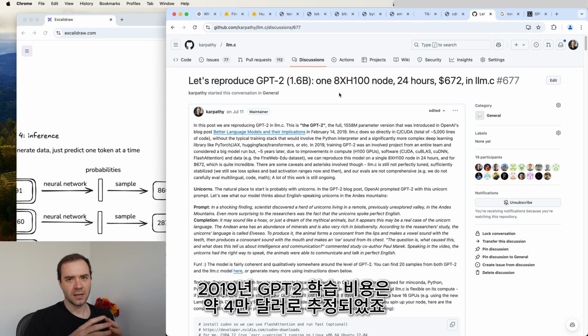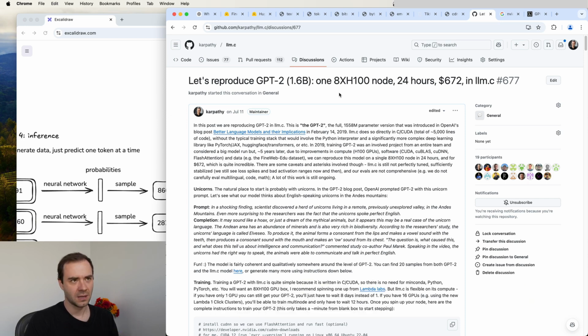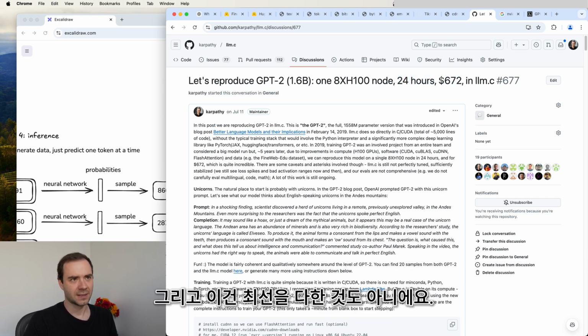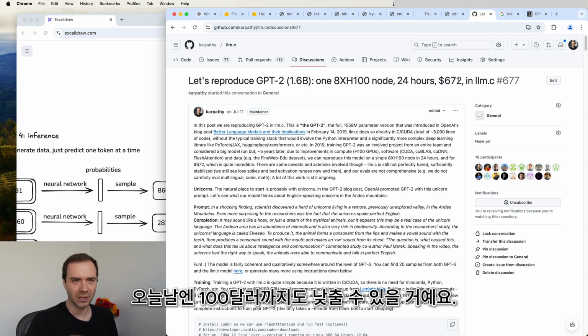In particular, the cost of training GPT-2 in 2019 was estimated to be approximately $40,000. But today you can do significantly better than that. And in particular, here it took about 1 day and about $600. But this wasn't even trying too hard. I think you could really bring this down to about $100 today.